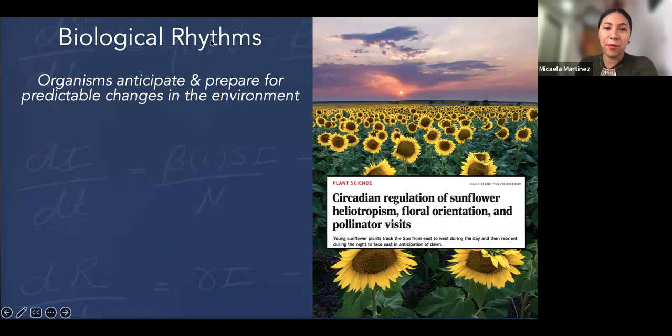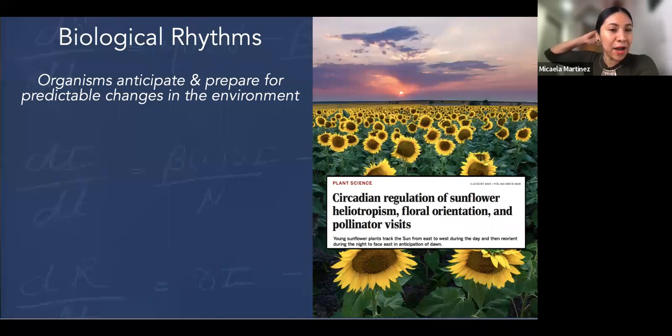My favorite example of a biological rhythm is the circadian rhythm of sunflowers and how sunflowers orient themselves throughout the day. The thing that I want you to take note of is the evolutionary advantage or importance of biological rhythms: they allow for anticipation and preparation for predictable environmental changes. And it's that anticipation and preparation that gives organisms the upper hand if they have rhythms, which pretty much all organisms do. With the sunflowers, you get these lovely pictures because they all have their back to the sun.